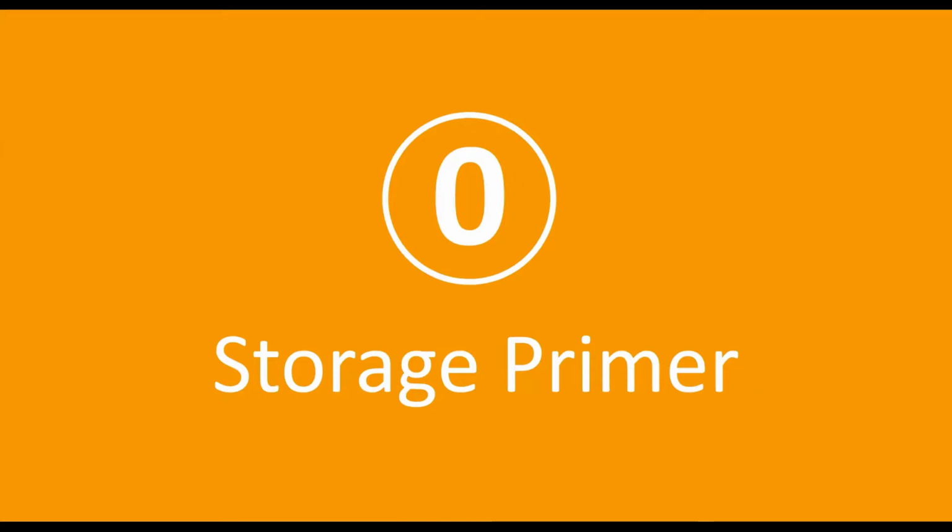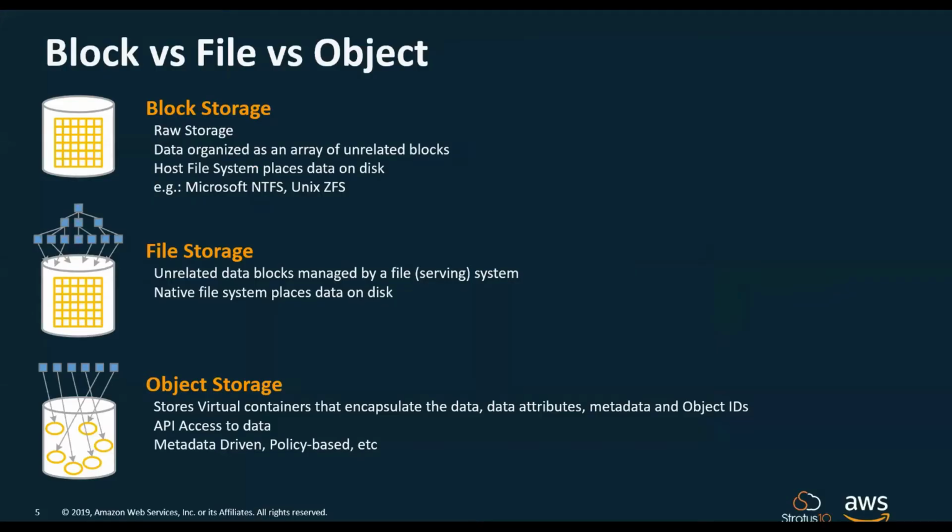Let's talk a little bit about the basics of storage. In AWS, there's block, file, and object storage. Block storage is basically raw storage that you use for organizing your data as an array of unrelated blocks, right? Things like hosting a file system. As an example, you can relate to something like Microsoft NTFS, or a Unix ZFS file system. File storage is basically unrelated blocks of storage that are managed by a file system, just like a native file system on your disk.